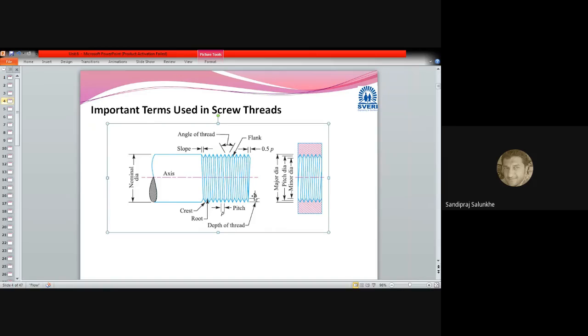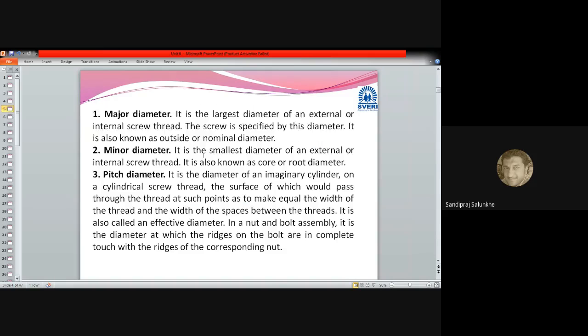The depth of the thread is nothing but the difference between major diameter and minor diameter. That is called the depth of the thread. This depth of thread also plays a very vital role when we calculate the strength of threads. Now, this diagram is the basis on which we are going to see the definitions of various terms which are used.